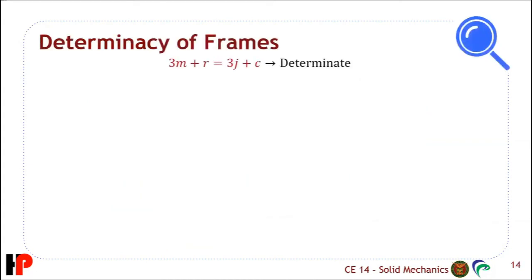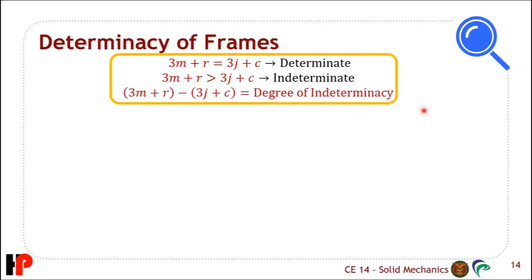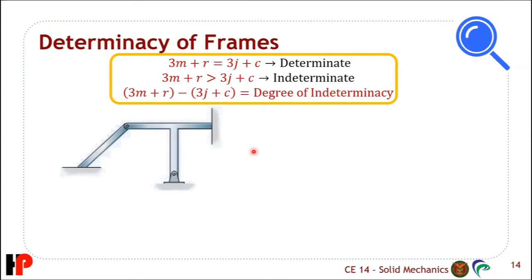Okay? Now, the determinacy of frames is the same as the determinacy of beams. You still compare 3M plus R to 3J plus C. M is members, R is reactions, J is joints, C is conditions. Okay? So if it is greater than, it is indeterminate, and the difference is the degree of indeterminacy. Okay? Now to illustrate that, we show here a frame. So may multi-force member ka na. Again, remember, each member is not continuous through a joint. So for example, this one, M would be 1, 2, 3, and 4. So M is 4.